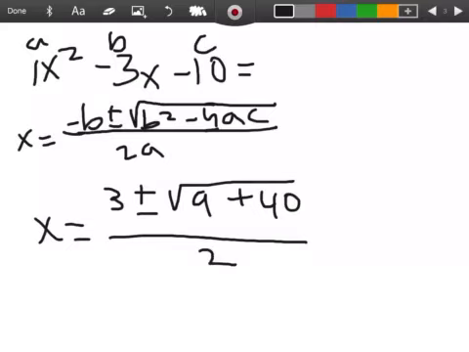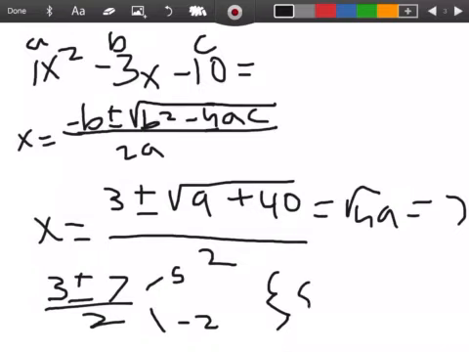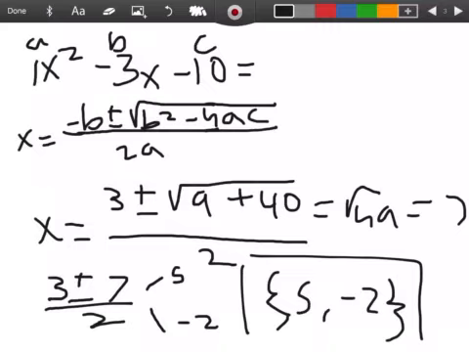So now if we add it all up, we have 3 plus or minus 7, because the square root of 49 equals 7. And so we have 3 plus or minus 7 over 2. And so that either equals 5, because it's 10 over 2, or negative 2, because it's negative 4 over 2. And these are our final answers.